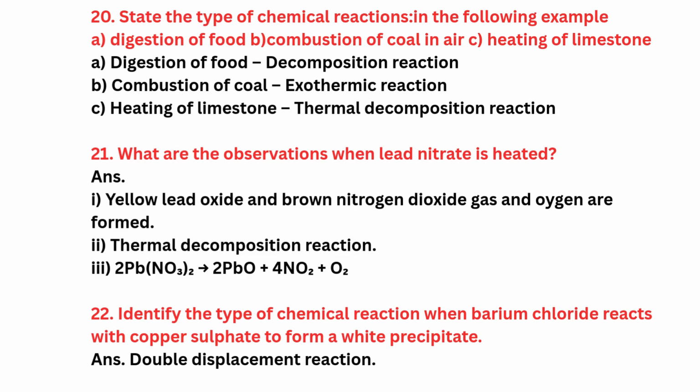Question number 22. Identify the type of chemical reaction when barium chloride reacts with copper sulfate to form a white precipitate. The reaction is a double displacement reaction.